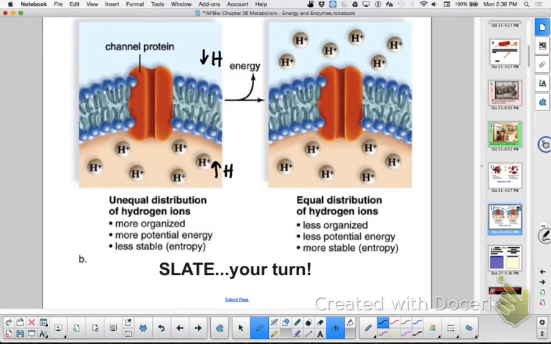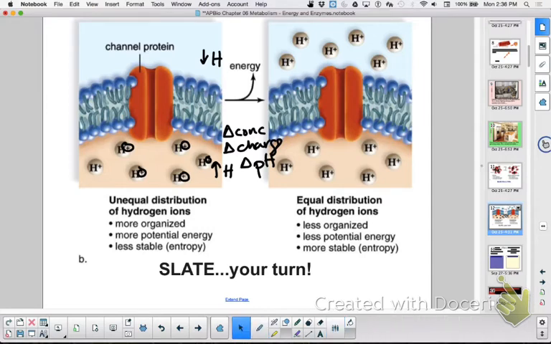But what else is there a difference in? There's a difference in charge, and there's a difference in pH. When we look at that, that's called a chemiosmotic gradient. There's such a great difference on either side that the hydrogen is super motivated to move from one side to the other side.